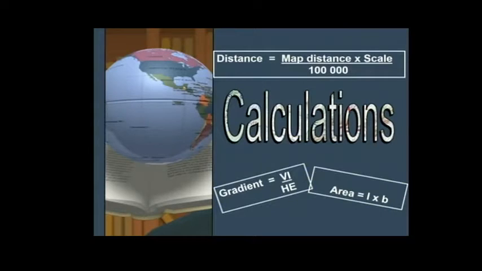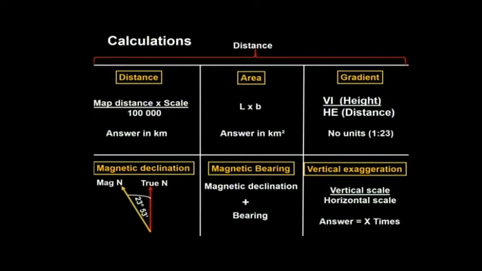Okay. The calculations. Now, it's going to be impossible for me to do all 6 calculations this afternoon. Remember, one calculation takes about 10 minutes for you to really understand, if not more than 10 minutes. So what we're going to do is show you what calculations are important for the exams. Now, the most important calculations are these that you see here. Distance, there are 6 of them. Area, gradient, magnetic declination, magnetic bearing, and vertical exaggeration.